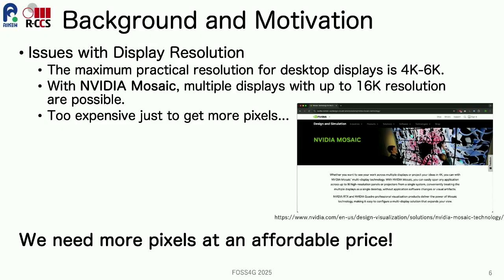And we have issues on the hardware side. The maximum practical resolution for a desktop display is around 4K to 6K recently. If you have an expensive NVIDIA GPU, you can use the NVIDIA Mosaic system to combine multiple displays up to 16K resolution. But it's too expensive just to get more pixels. So we think we need more pixels at an affordable price.